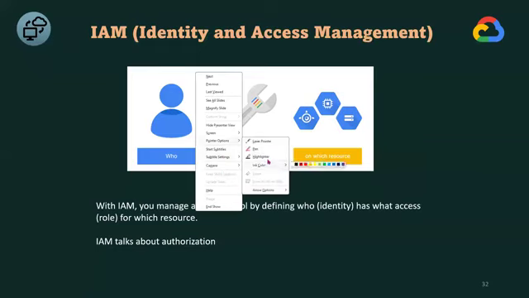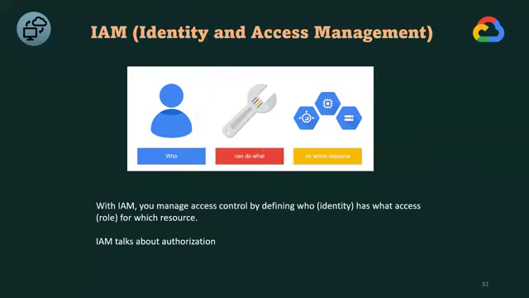In simple words, if I have to tell you about IAM, it talks about who can do what on which resource. Let us try to understand who this who is, what they can do, and on which resources, and how many resources we have. Let us try to understand.